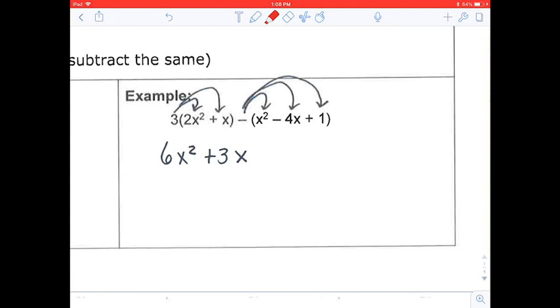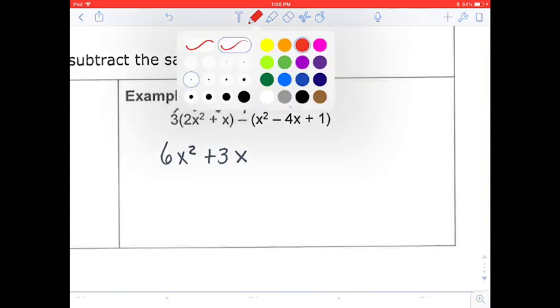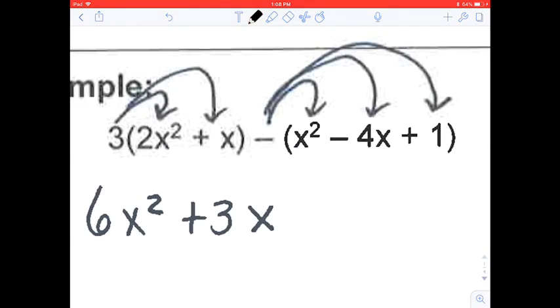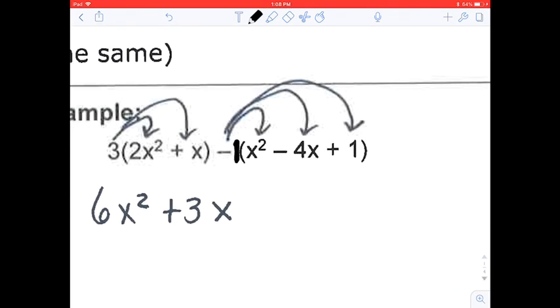Okay, we have a second example here that was started for us, but we are going to finish it. So let's see, they've already distributed the 3. 3 times 2x squared is 6x squared. 3 times x is 3x. But I need to finish the distribution. I have a negative 1 that I need to distribute.